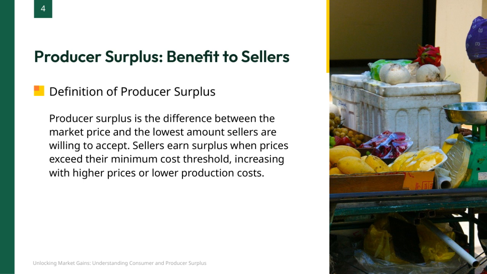This surplus grows larger when market prices increase, or when it becomes cheaper for sellers to produce their goods, meaning they can keep more profit above their minimum acceptable price. The image of the fruit cart here symbolizes these sellers, who gain from favorable market prices.